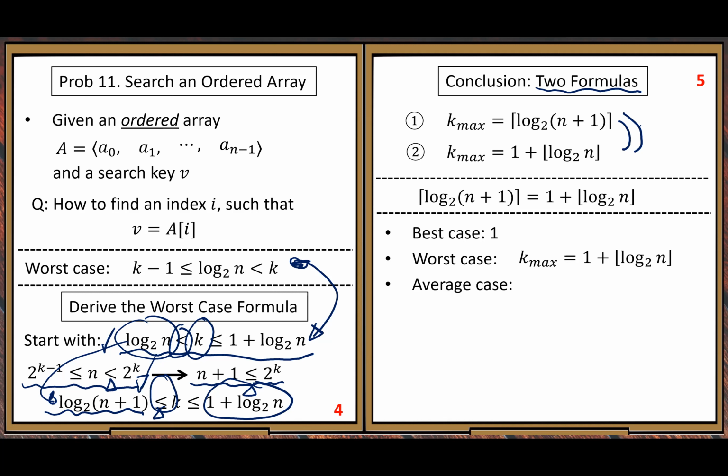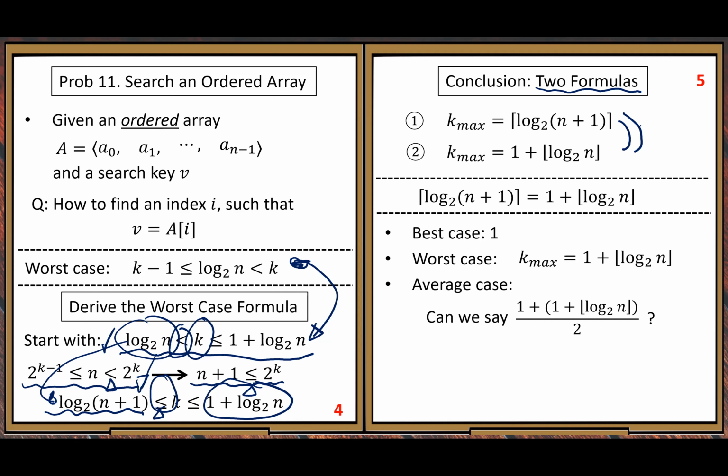But the average case is the hardest one. How to get the average case? We need to do calculation for the average case, and you need to do a lot of work. The question: can we simply take the average of the best case and the worst case?